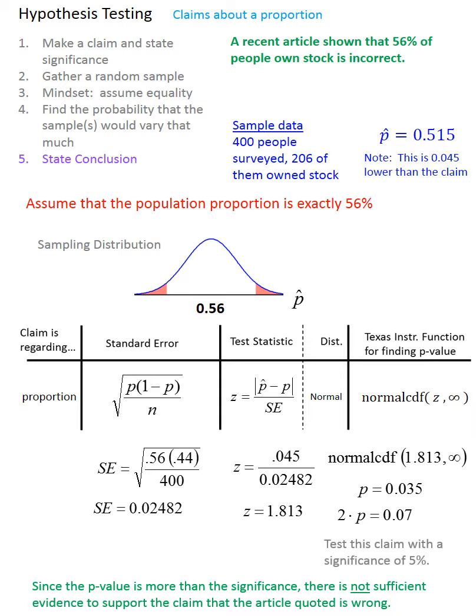Now, might the article be wrong? Certainly. But the sample proportion of 51.5% wasn't far enough away from 56 for there to be evidence to support the claim. So I'm not saying the claim is wrong. We don't know. What I am saying is there isn't enough evidence to support the claim.